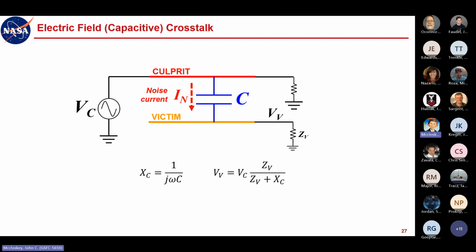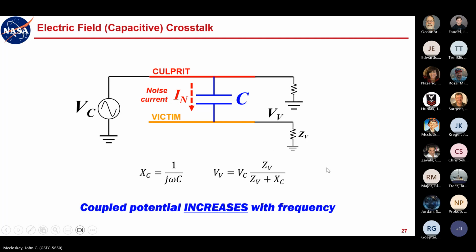And now you have an impedance divider. So the coupled potential in your victim circuit is going to be the result of that impedance divider. Whatever your culprit potential is, that noise current is going to flow through the circuit. The capacitance will complete the circuit, and the victim potential is just the result of that impedance divider. Note that this impedance, the capacitive reactance, decreases with frequency. So that means the noise current and the coupled potential will increase with frequency.